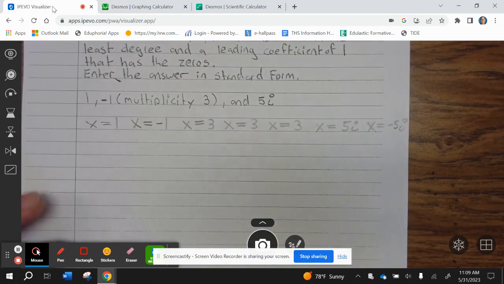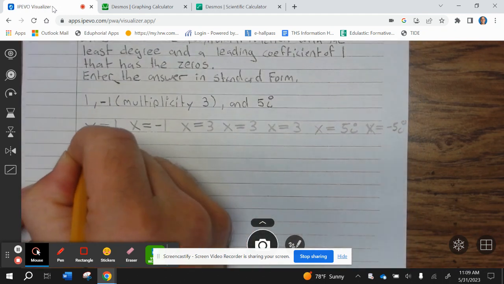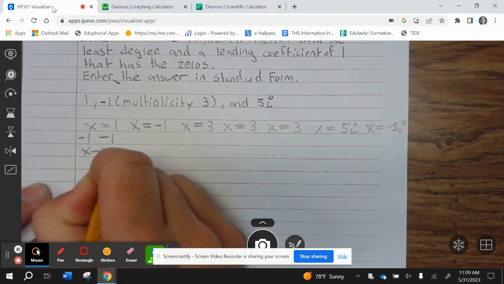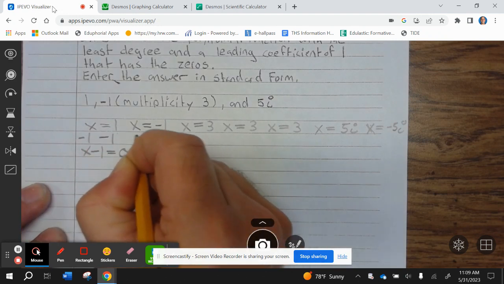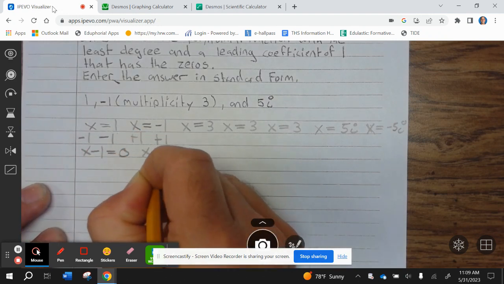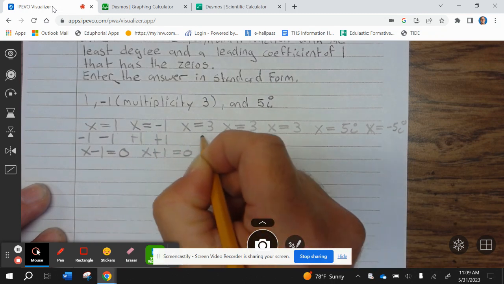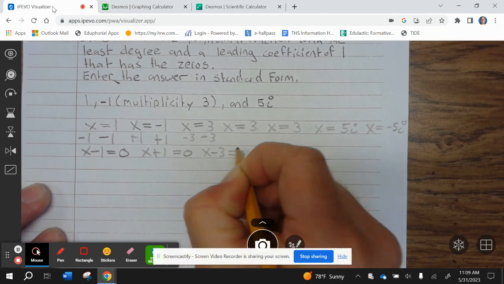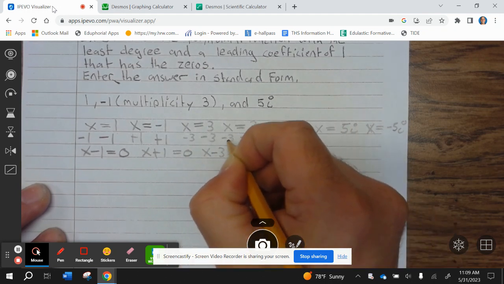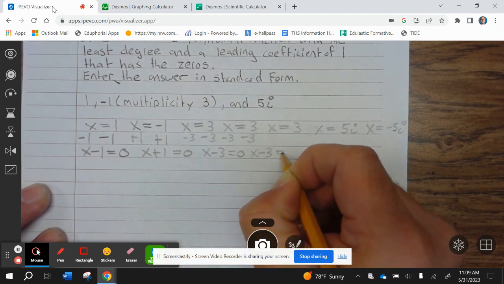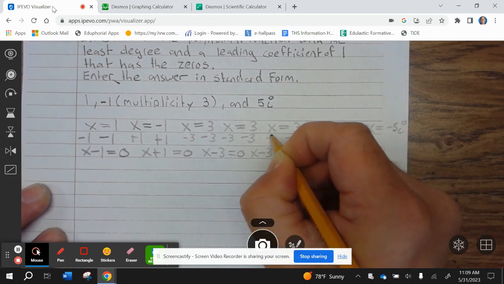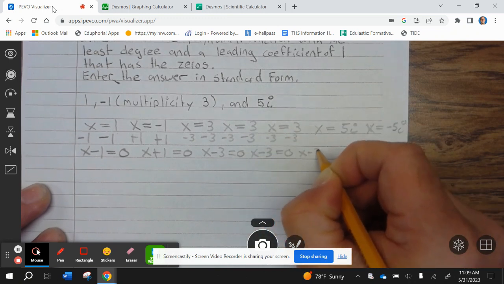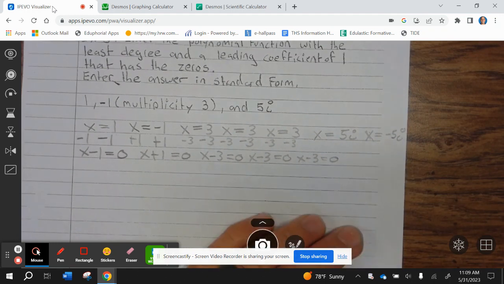Okay. So now we subtract 1 from both sides. So that's x minus 1 equal to 0. Add 1 to both sides. That's x plus 1 equal to 0. Subtract 3 from both sides. That's x minus 3 equal to 0. Subtract 3 from both sides. X minus 3 equal to 0. Subtract 3 from both sides. X minus 3 equal to 0.